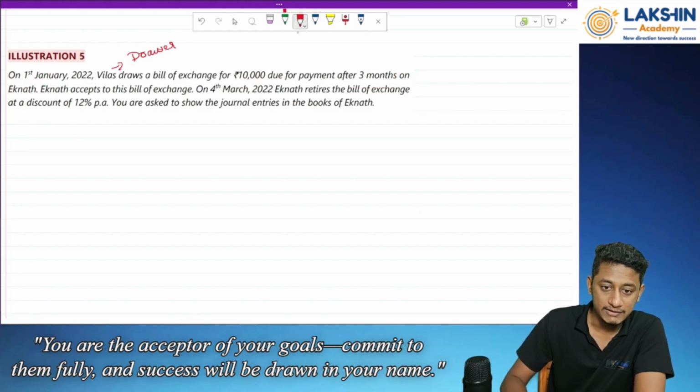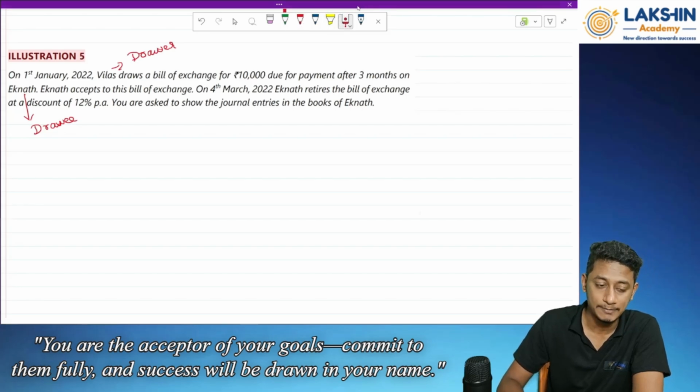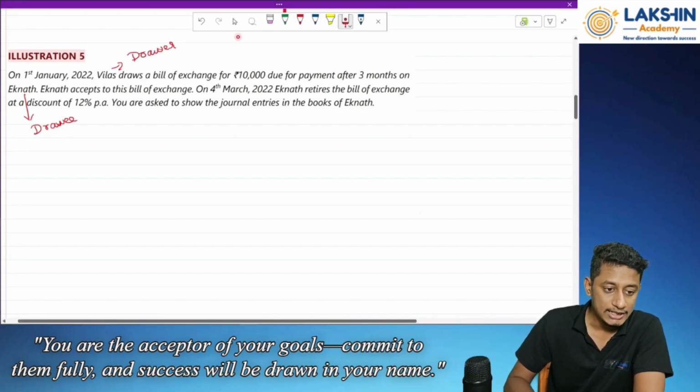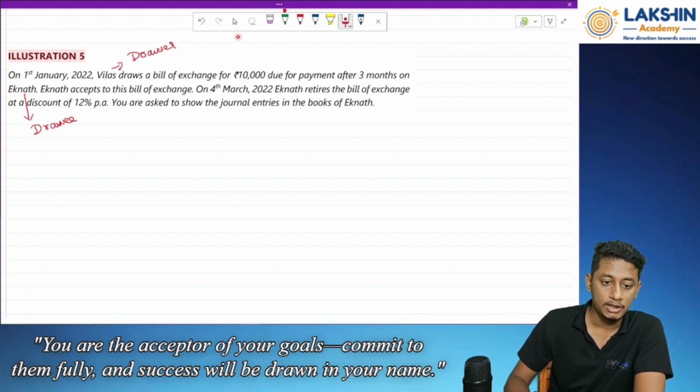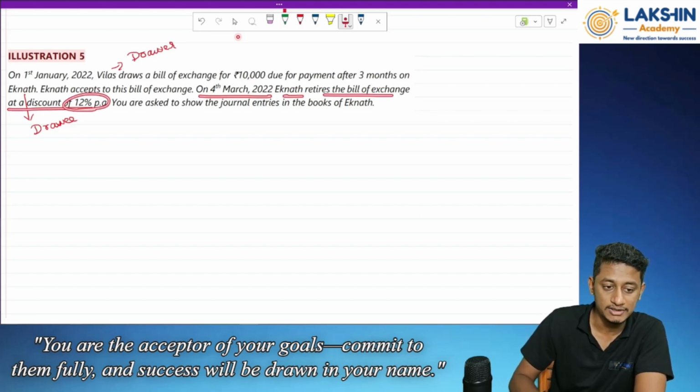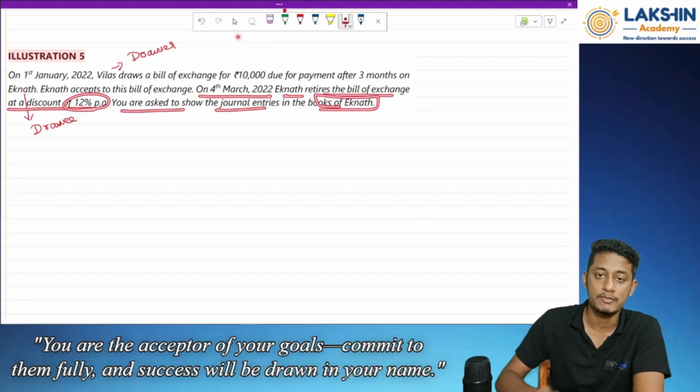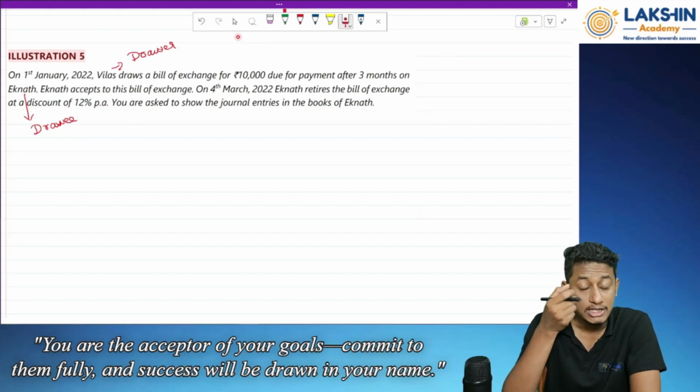So Eknath will be my what? Eknath will be my drawee, the guy who accepts the bill, the acceptor. Eknath accepts the bill of exchange. Then on 4th of March, Eknath retires the bill of exchange at a discount of 12% per annum. You are asked to show the journal entries in the books of Eknath.